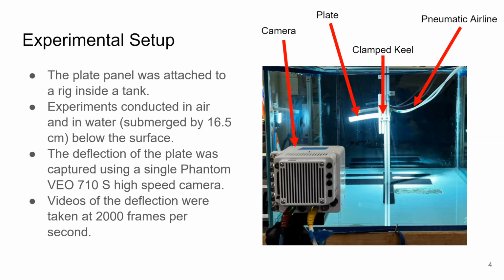To experimentally measure plate deflection, we set up the panel as shown on the right. Experiments were conducted in both air and water, with the depth of submergence in water being 16.5 centimeters. The deflection of the plate was captured using a high-speed camera recording at 2,000 frames per second.